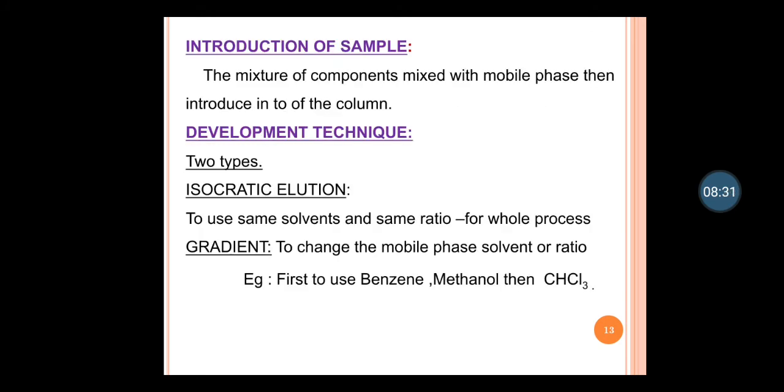The next step is introduction of sample. The mixture of components is first mixed with the mobile phase, then introduced into the column. The next step is development technique. Usually two types of development technique are used: one is isocratic, another one is gradient. Isocratic means using the same solvent and the same ratio of mobile phase throughout the process. Gradient means changing the mobile phase as well as the ratio during the process.